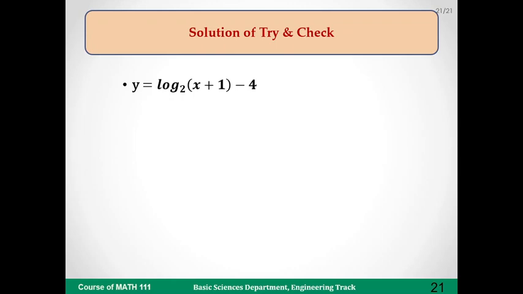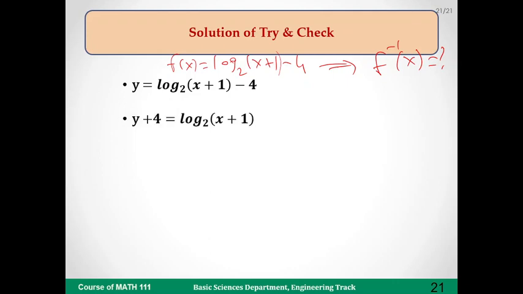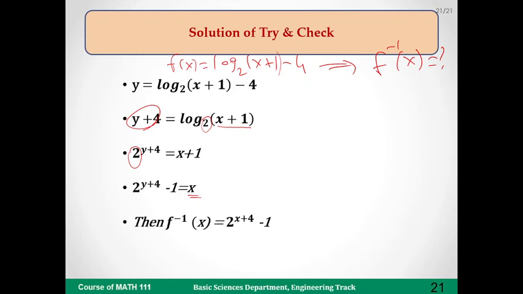Okay, I think I skipped a step here, the try and check exercise. It says f of x is equal to log base 2 of x plus 1 minus 4, and then it says find the inverse of x. So the first thing we write this way: y equal to log base 2 of x plus 1 minus 4. And then send 4 to the other side. Then convert this one to the exponential form. This is the base, this is the power, and this is equal to x plus 1. And then isolate x. Now x is equal to this, and change this x with f inverse of x, y with x. So you end up with the inverse of this function.